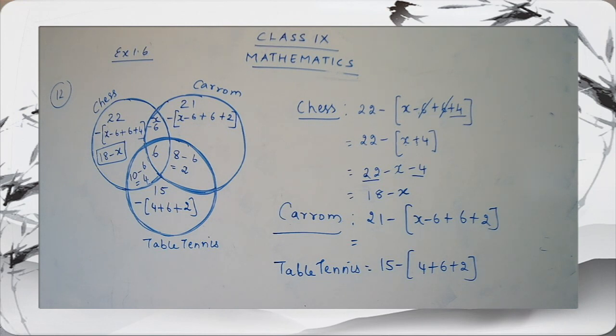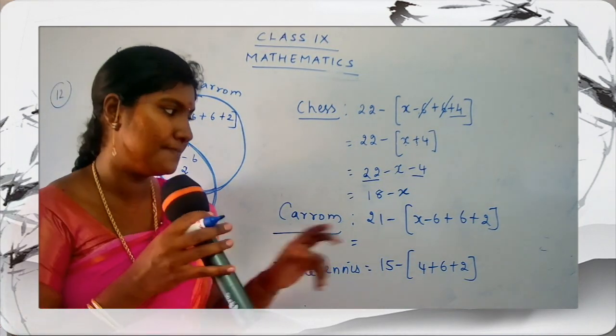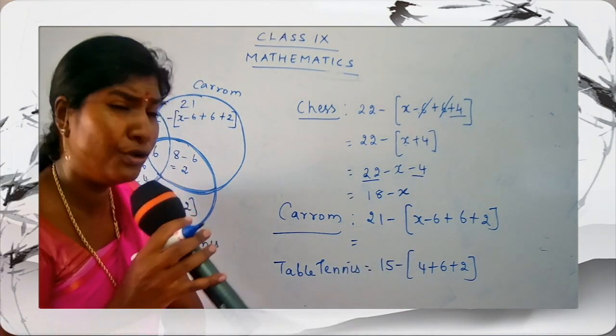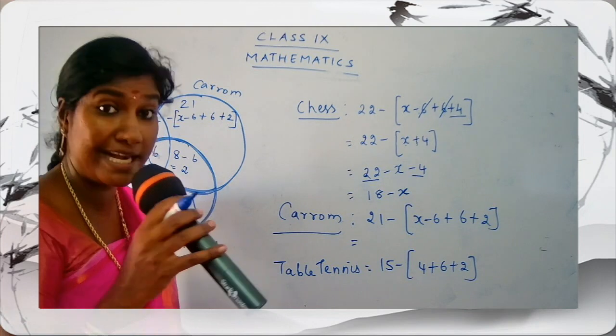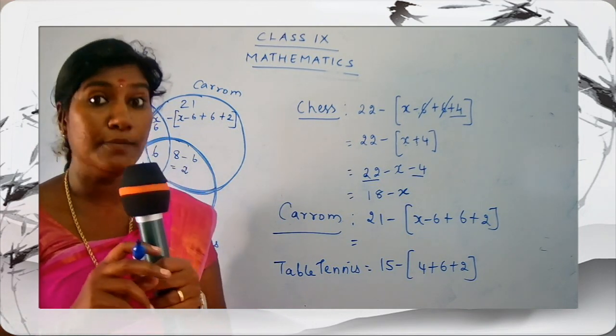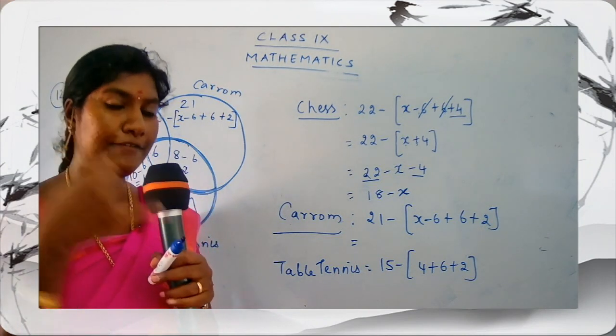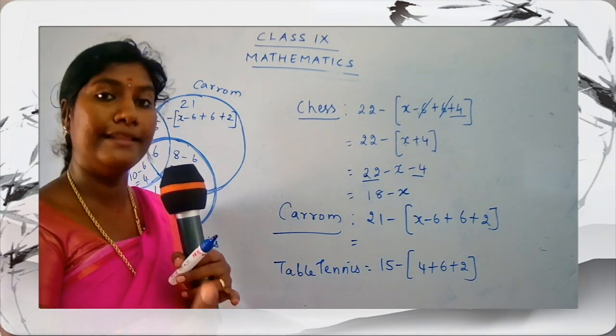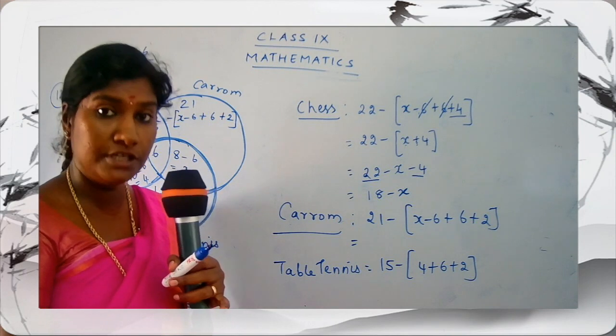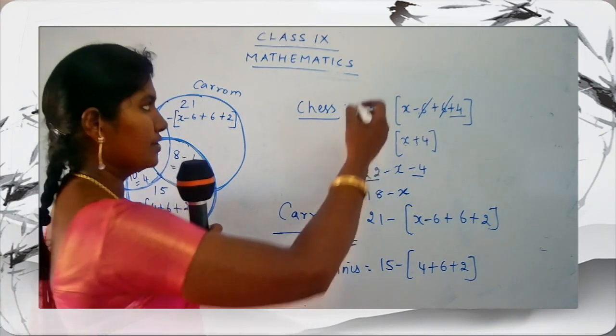I hope you have done your work. Let us have a check, children. Shall we have a check? Okay, let's go for the check. It's 21 minus x minus 6 plus 6 plus 2. So I have told you that try to solve the numbers which are in the bracket first. We have seen the BODMAS rule, children. BODMAS rule. Bracket first, then division, multiplication, and then addition and subtraction.